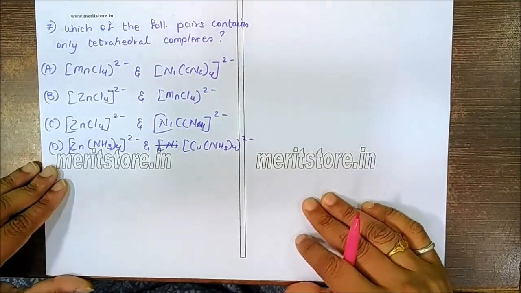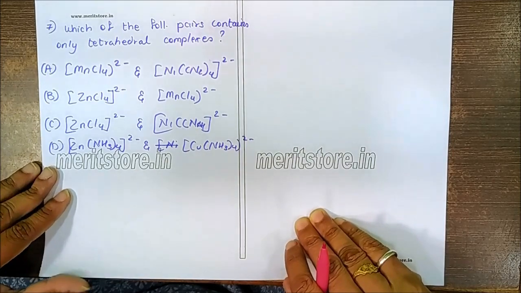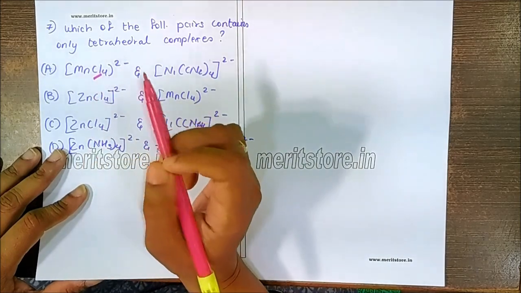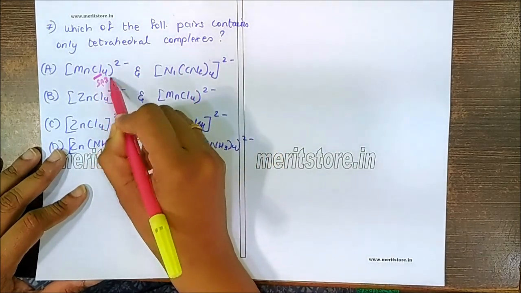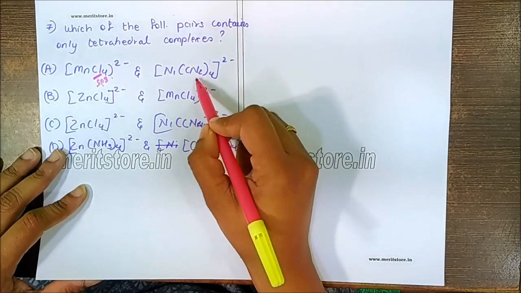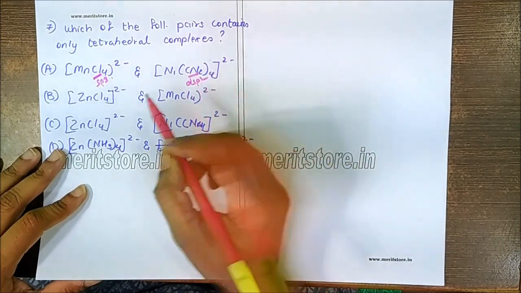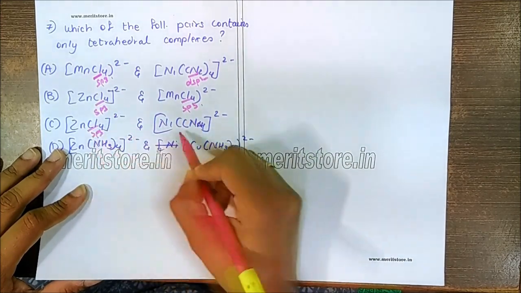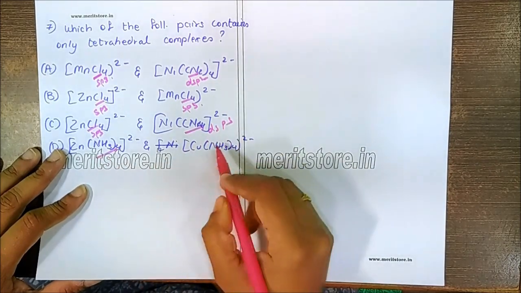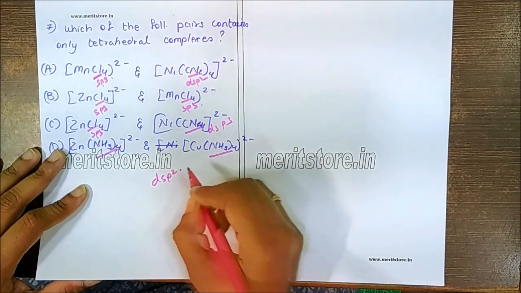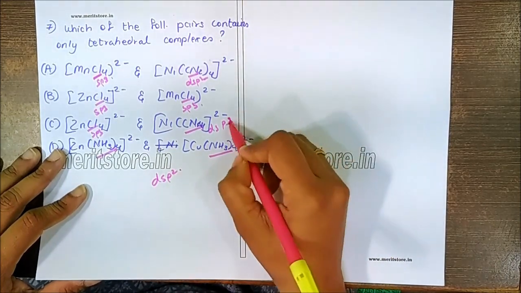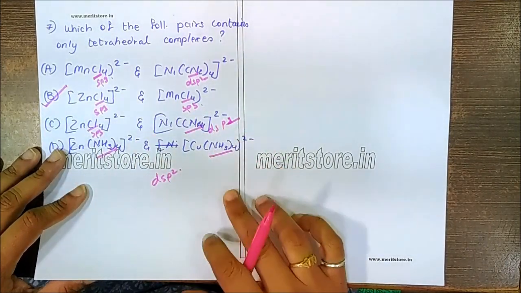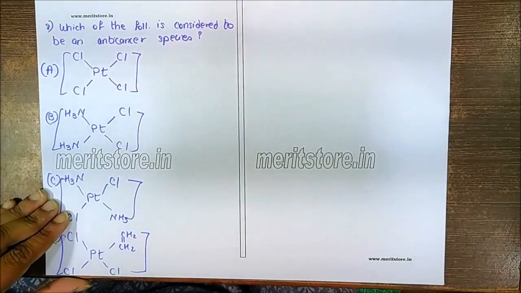Question number 7. Which of the following pairs contains only tetrahedral complexes? We have to find where the hybridization is sp3. Now since chlorine is a weak field ligand, we are expecting sp3 hybridization. Nickel with the cyanide ligand is dsp2 hybridization. Zinc again with chlorine, so this is sp3, this is also sp3, this is sp3 but this is dsp2. Ammonia is a strong field ligand, so we are expecting dsp2 for both. Whenever it is dsp2 hybridization, it's square planar. We have only one option, that is option B, where both complexes are sp3, that's why tetrahedral complexes.